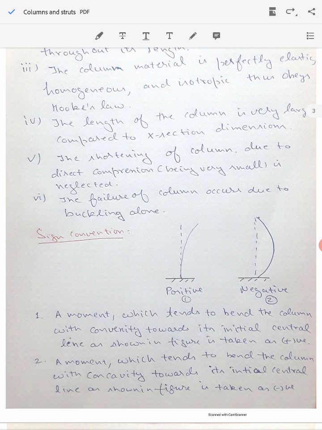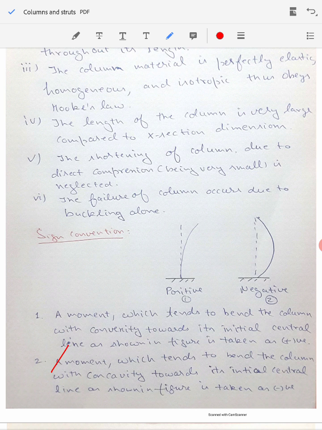So first sign convention is that a bending moment which tends to bend the column with convexity towards its initial center line, as shown in figure 1, is taken as positive. So if you are having this kind of a convex shape towards its initial center line, then we are going to call it positive. Okay.